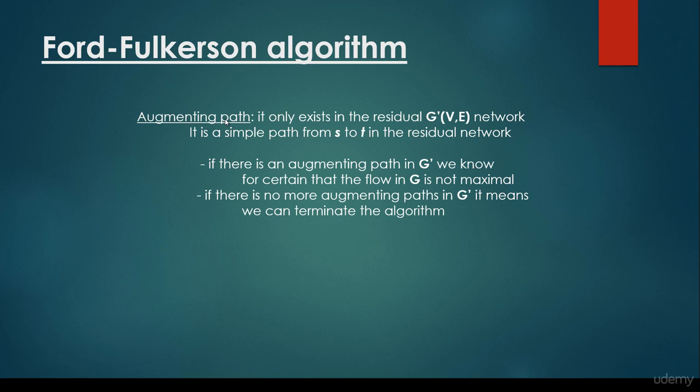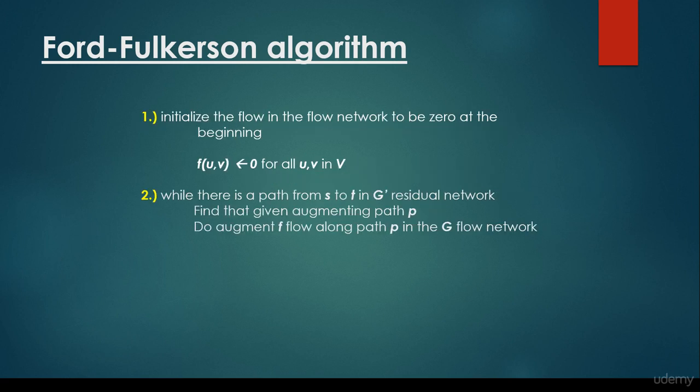If there is an augmenting path in G prime, then we know for certain that the flow in the original G network is not maximal. So we have to continue with our algorithm. But if there is no more augmenting path in G prime, it means that we can terminate the algorithm. So if we are not able to find any more path in the residual network, this is the end of the algorithm. We have found the maximum flow.